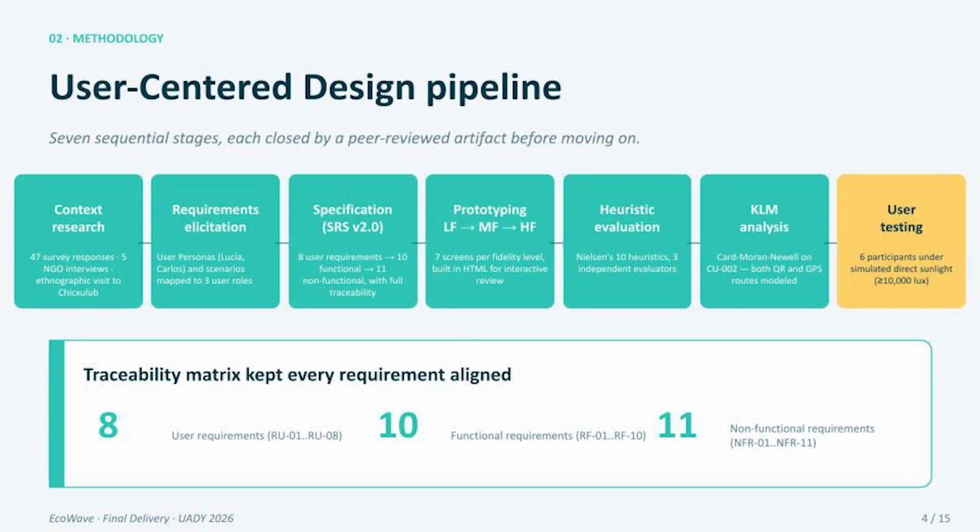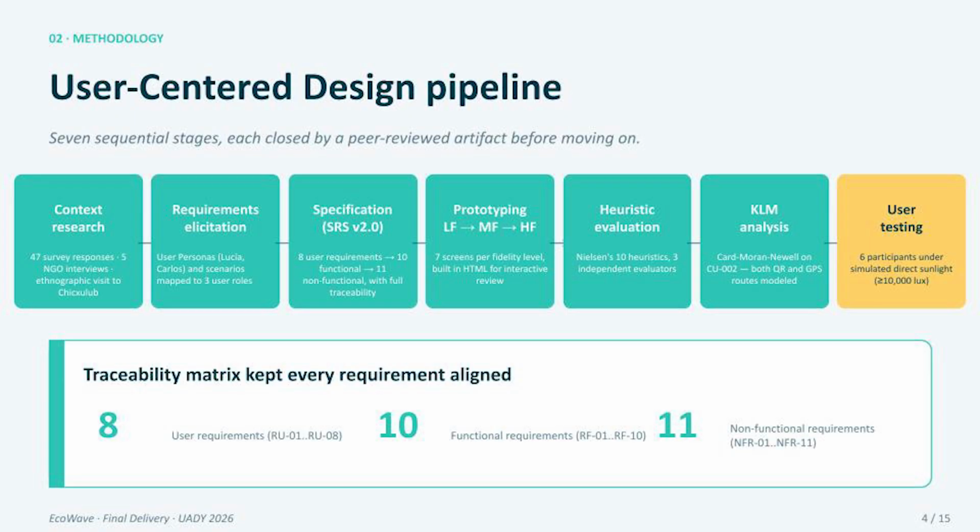Our process followed the ISO 9241-210, the international standard for human-centered design. 7 iterative stages, each closing with a peer-reviewed artifact before moving on. Traceability between stages was kept through a user requirement to functional requirement to non-functional requirement matrix.